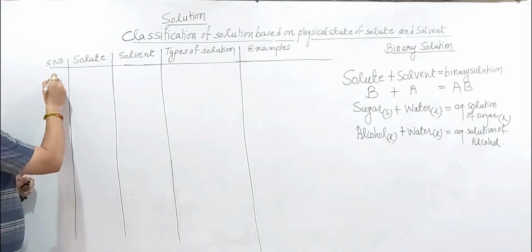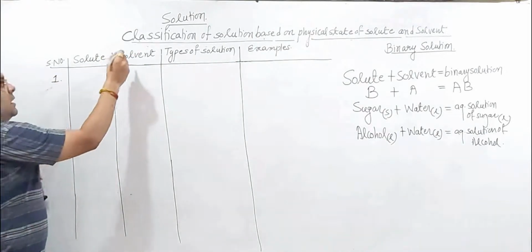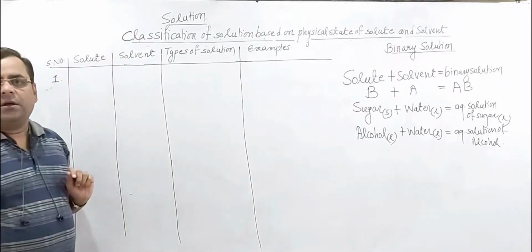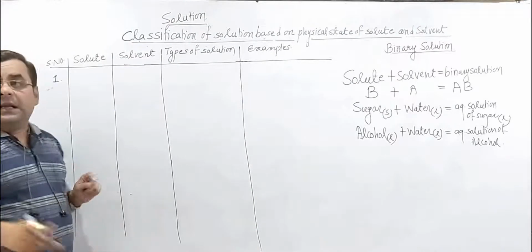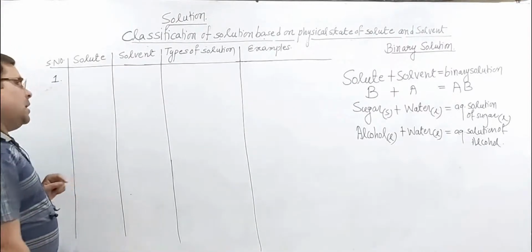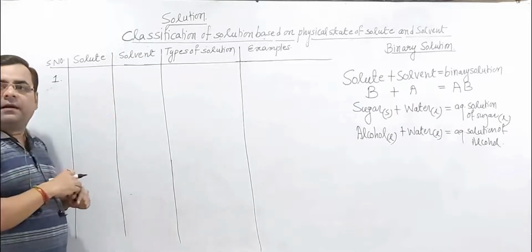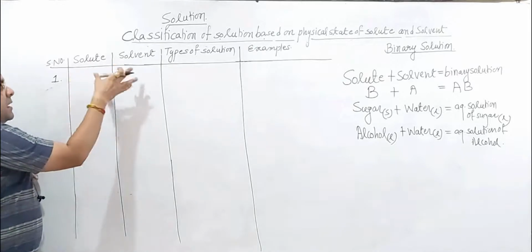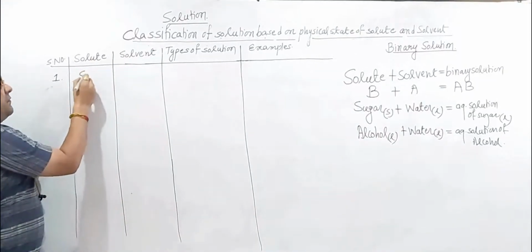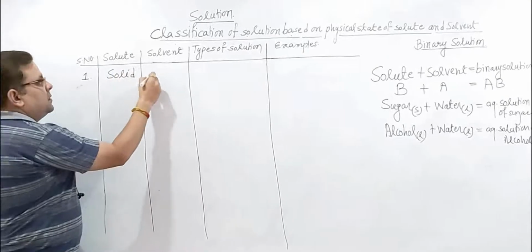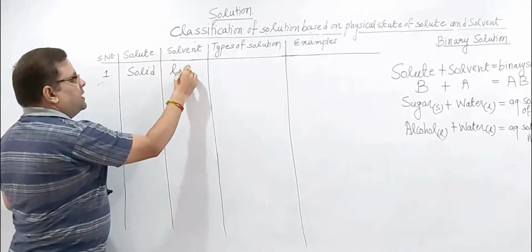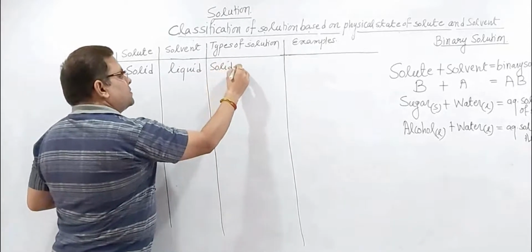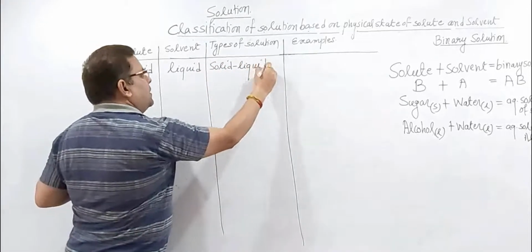Those solutions which have liquid as solvent are called liquid based solutions. And what are the examples of liquid based solutions? Suppose the solute is in solid state and the solvent is in liquid state, then such a solution is called a solid in liquid solution.